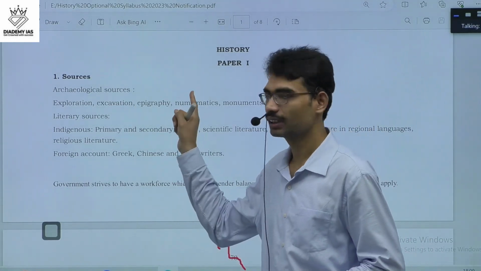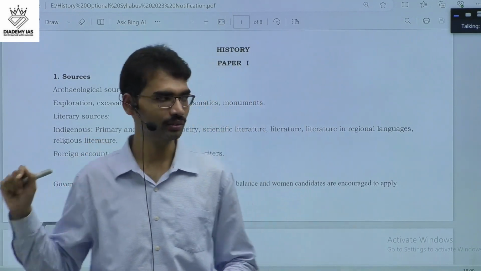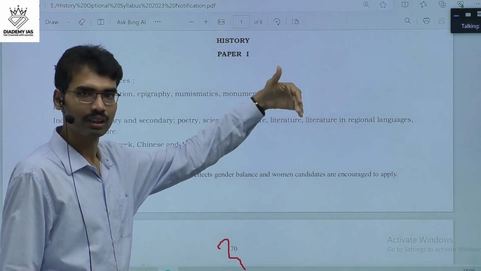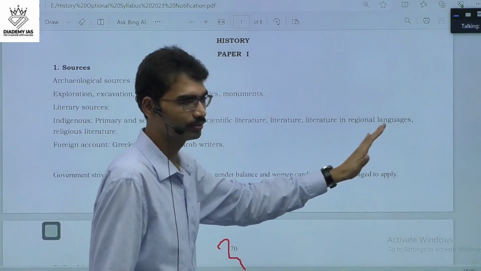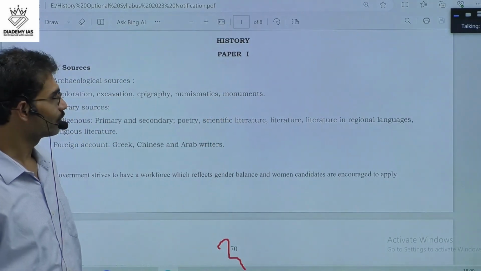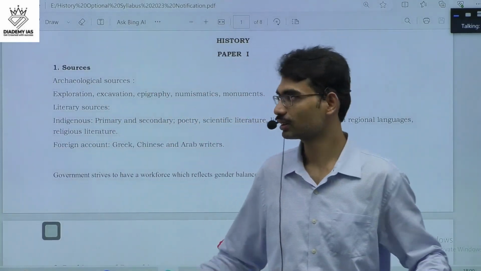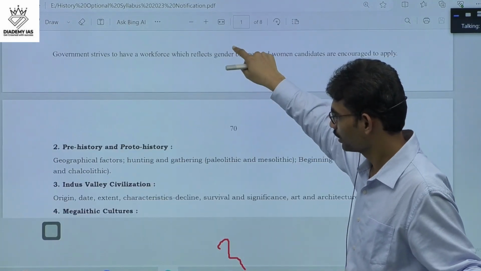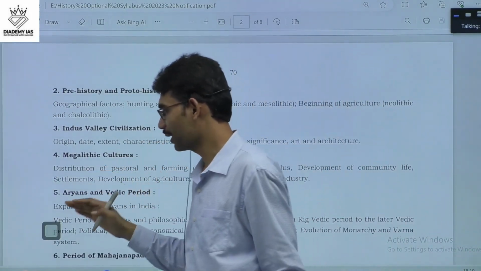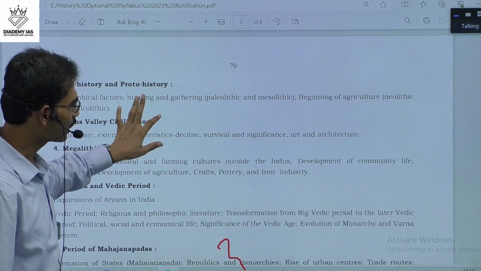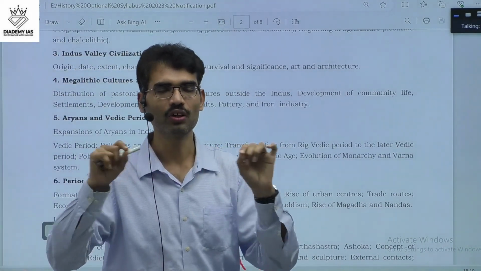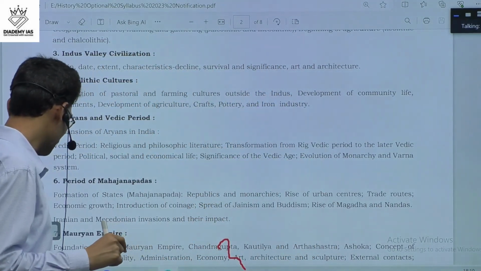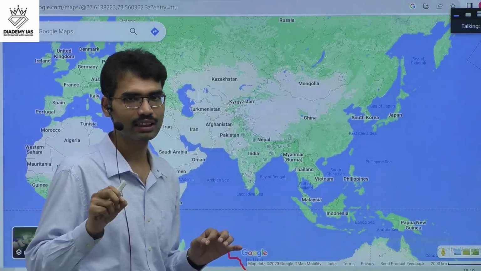This is the latest 2023 notification from UPSC. History has paper 1 and paper 2, like every optional. Paper 1 is 250 marks, and paper 2 is 250 marks. Paper 1 starts like this: 1, sources, then 2, prehistory, Indus, megalithic, and so on. How to think about it? First, we will see it in a holistic manner, then we will come to the syllabus.